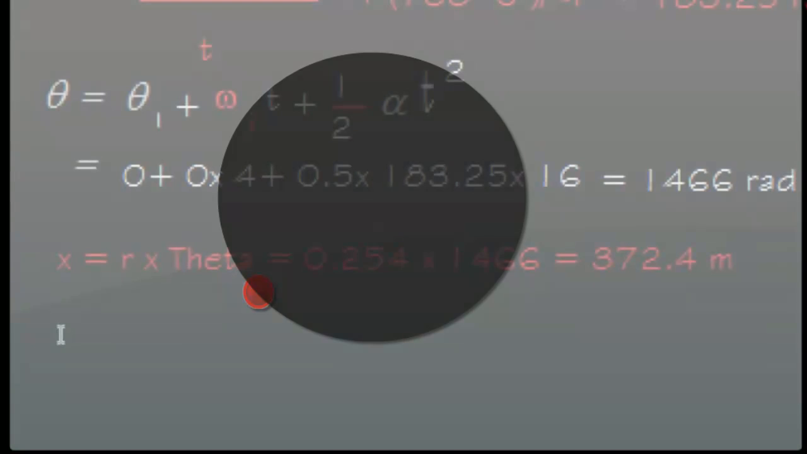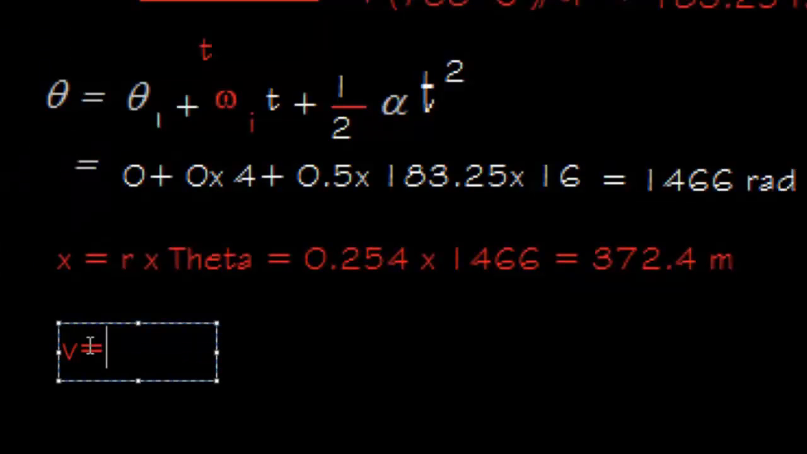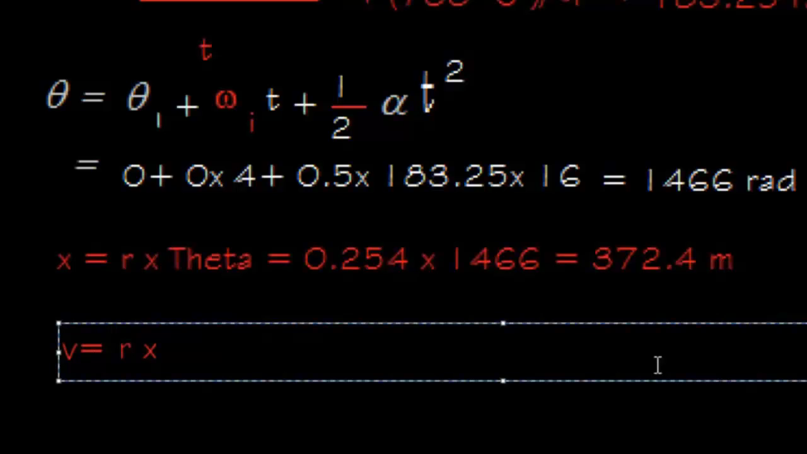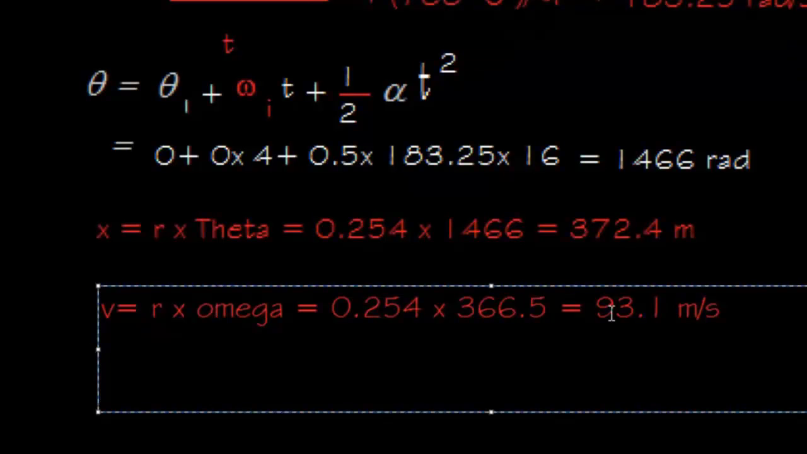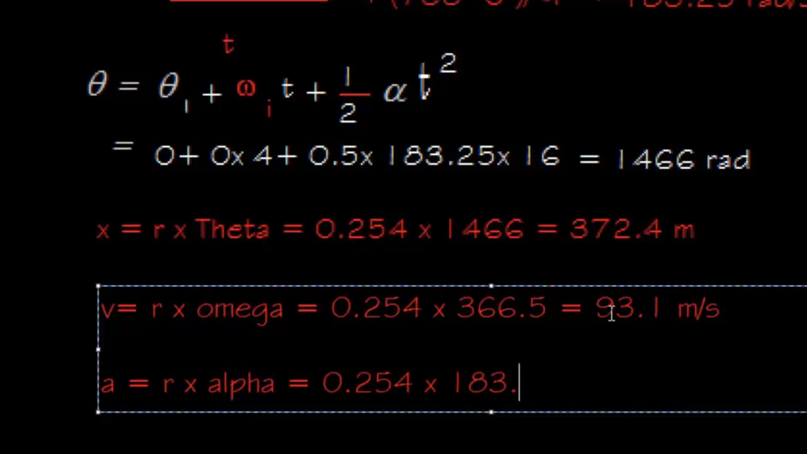Next, we need to figure velocity. Velocity equals radius times omega. 0.254 times 366.5, which equals 93.1 meters per second. And the acceleration, a, equals radius times alpha, equals 0.254 times 183.25, and that equals 46.6 meters per second squared.